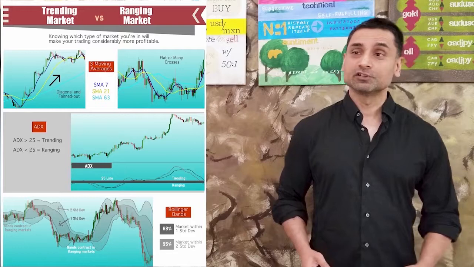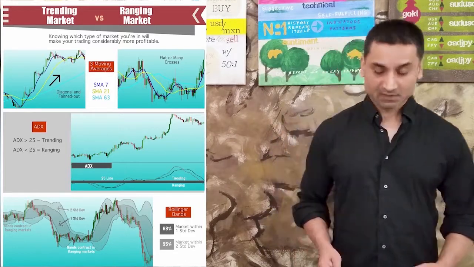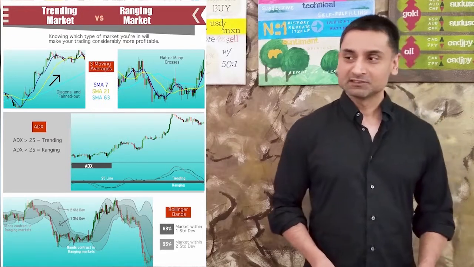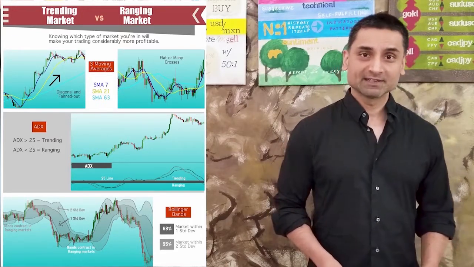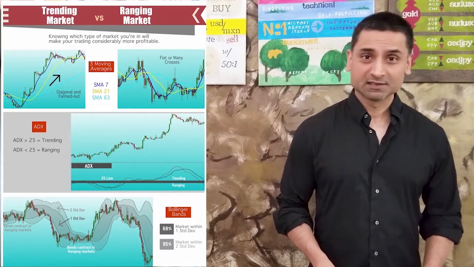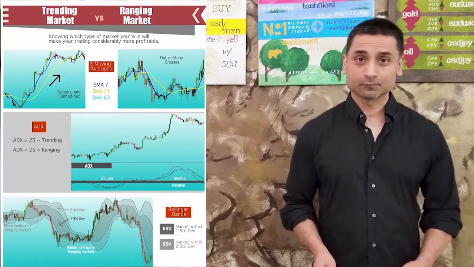The first one we're going to look at is moving averages. Plot 3 moving averages on the chart: a 7 simple moving average, a 21, and a 63. Or you can pick numbers that are close to that, as long as you have 3 there.